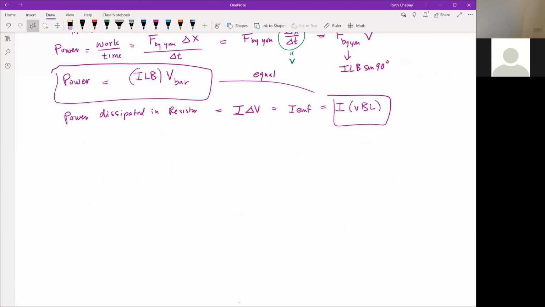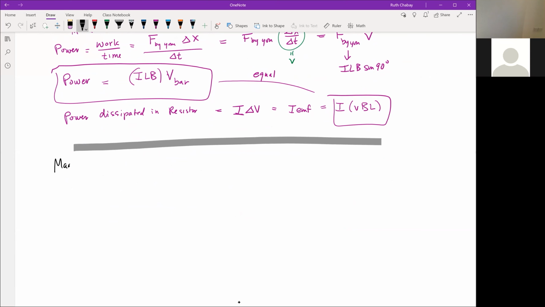Okay, I want to talk briefly about magnetic torque. If there are magnetic forces, and we'll practice with motional EMF in recitation. We'll do some problems with that in recitation today.